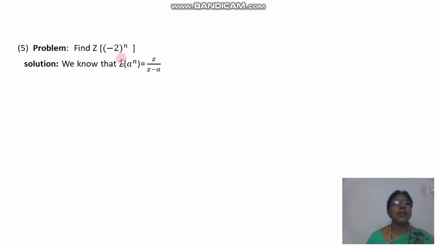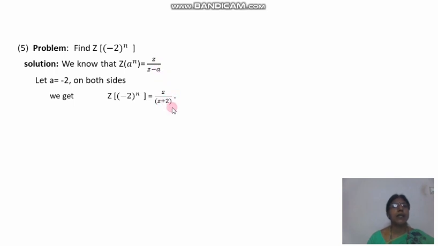Minus 2 is constant. In place of a we have minus 2. So write this formula: Z transform of a^n is z by z minus a. You let a is equal to minus 2 on both sides. We get Z transform of (-2)^n is equal to z by z minus (-2), means z by z plus 2, which is the required value.